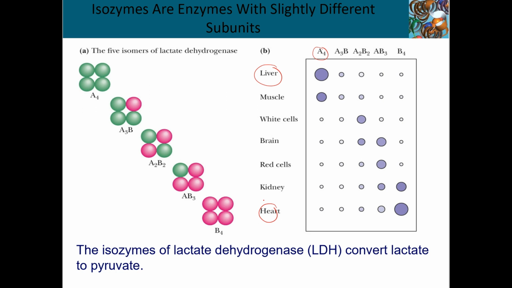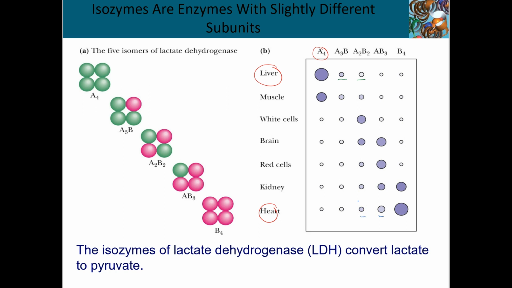variable and tissue dependent. Another neat thing about this chart is it's not exclusively A4 in liver. You can see that we actually have a little bit of A3B and a little bit of A2B2. Conversely, if we take a look at heart, not only do we have a vast majority of B4, but we also have a pretty reasonable amount of AB3 and a little bit of A2B2.